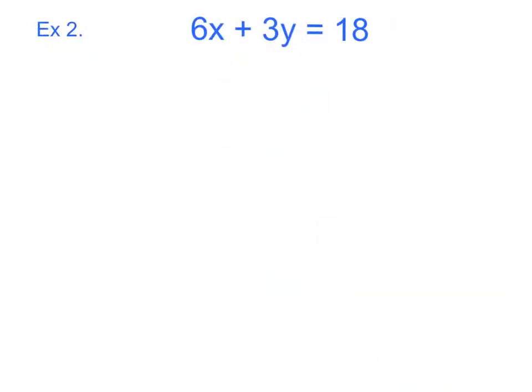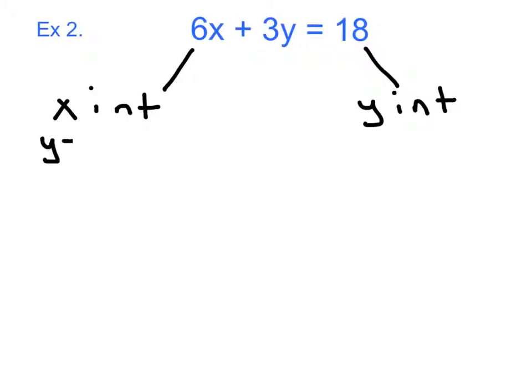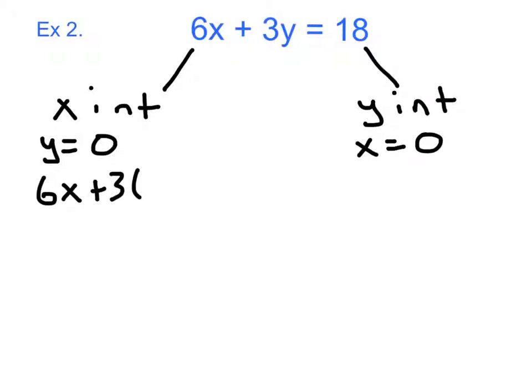We're going to do the same thing again. Branch it off into two different problems, an x-intercept and a y-intercept. With our x-intercept, y equals 0. With our y-intercept, x equals 0, and then we're going to solve it. So we have to rewrite it with y equals 0 first. So 6x plus 3 times 0 equals 18. 6x plus 3 times 0. Well, 3 times 0 is 0, so we get 6x equals 18.